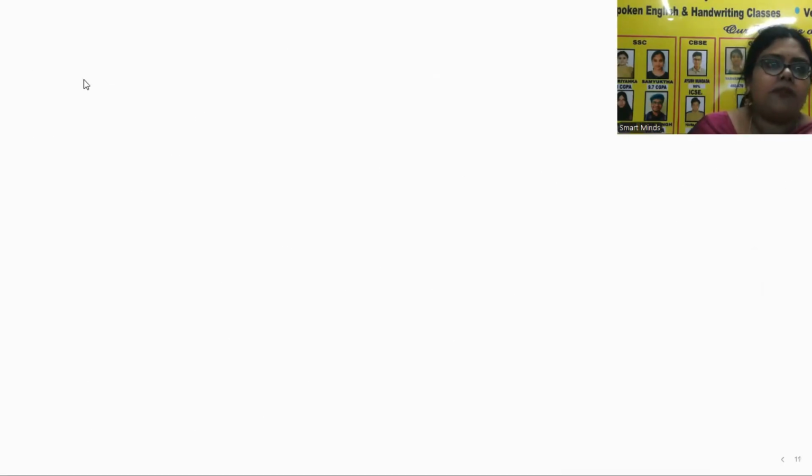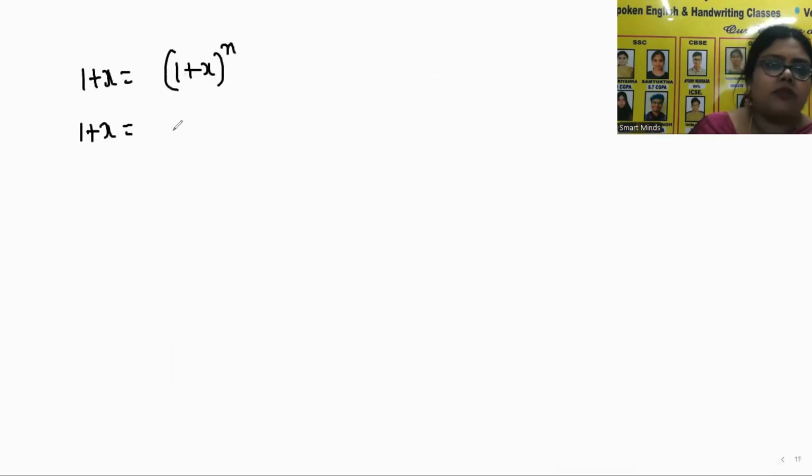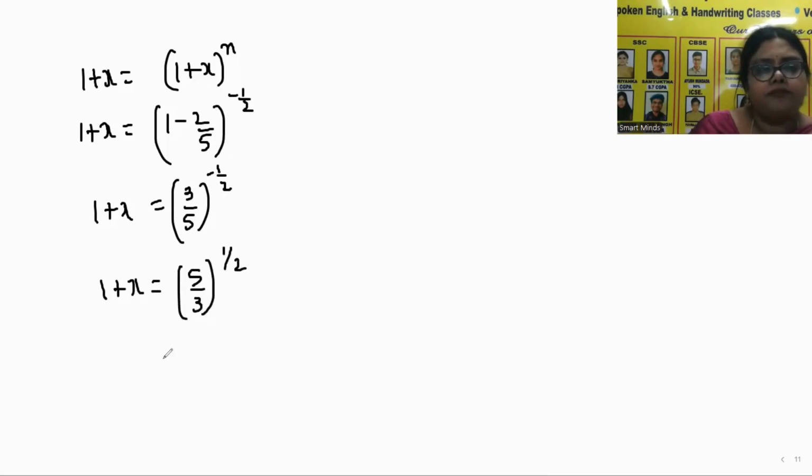So we got 1 plus x is equal to (1 plus x) whole power n. So here 1 plus x is equal to, x is minus 2 by 5, n is minus 1 by 2. So (1 minus 2 by 5) whole power minus 1 by 2. So that is (3 by 5) whole power minus 1 by 2. So 1 plus x is equal to (5 by 3) whole power 1 by 2.